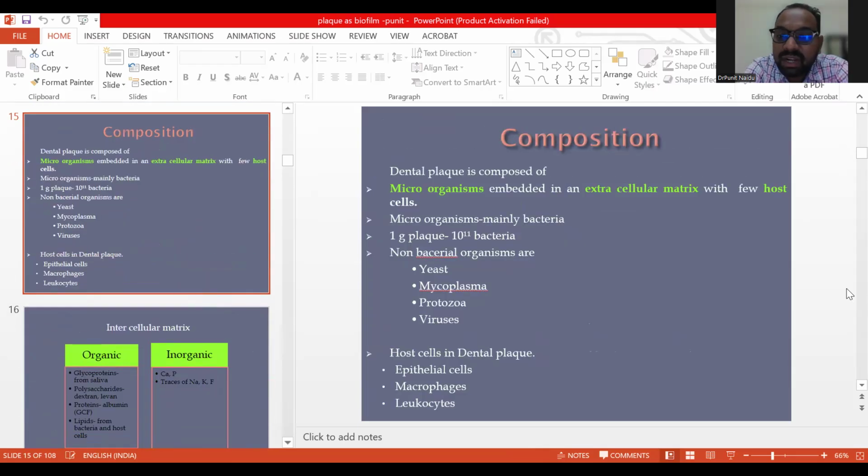The composition of dental plaque consists of microorganisms which are mainly embedded in an extracellular matrix. These microorganisms are mainly bacteria, and the non-bacterial organisms are yeast, mycoplasma, protozoa, and viruses. The host cells in the dental plaque consist of epithelial cells, macrophages, and leukocytes.